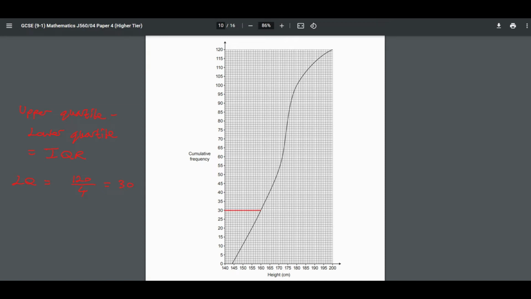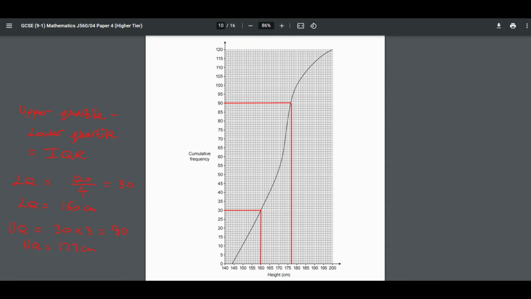You'll then go across from 30 and then down, and this gives you 160. So our lower quartile for heights is 160 centimeters. So now we need to do the same for the upper quartile. The upper quartile is 3/4 of the data. So it'll be the 1/4 we got, 120 divided by 4, and then you times that by 3 to give you 90. So you'd go across from 90 and down to 177. So the upper quartile in terms of height is 177 centimeters.